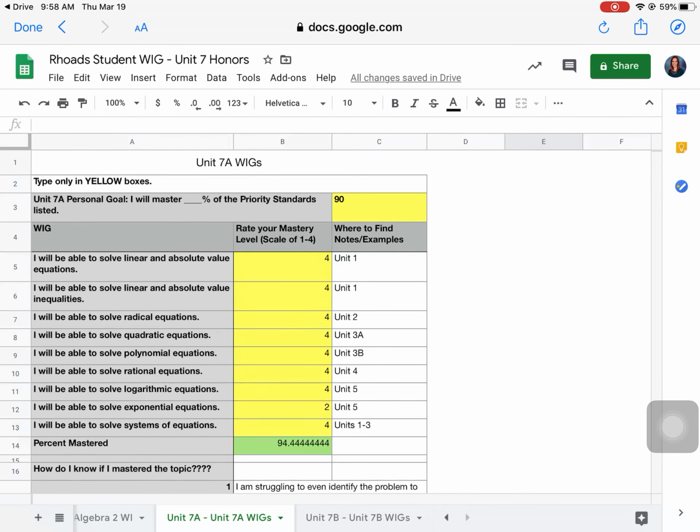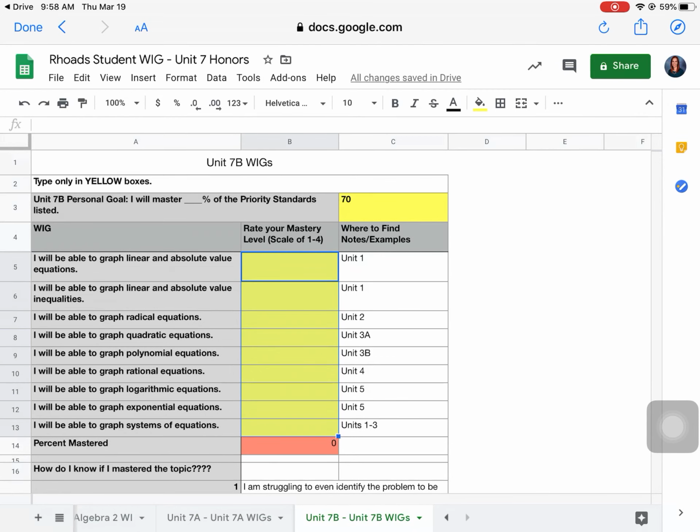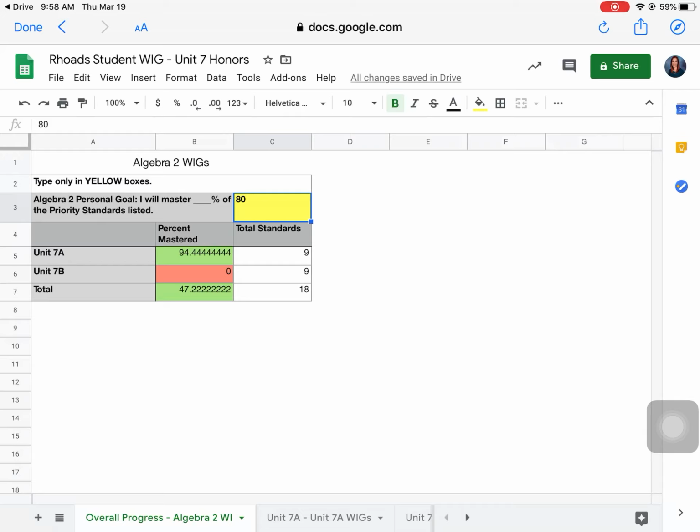Okay, what I would tell you to do is do the same rating for Unit 7B. Again, this is the same thing, but for graphs. When you go back to the first page, what you will see is that it's going to start averaging your totals and giving you that percent. So right now I'm at a 94 for 7A. For 7B, it's at a 0, so the average of that is a 47. This number shouldn't be green, so I will correct that before I send it out to you.